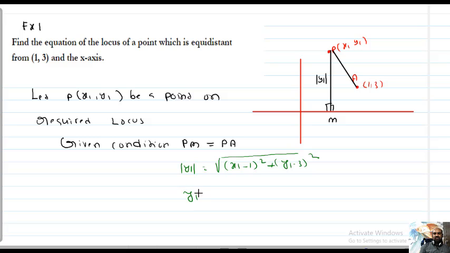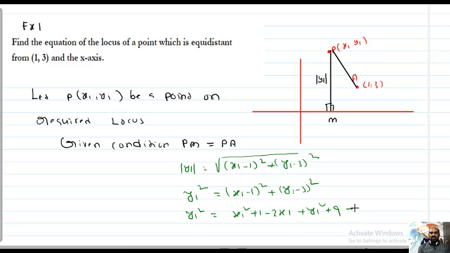Squaring on both sides, we will get y1 square equal to (x1 minus 1) whole square plus (y1 minus 3) whole square. That is y1 square equal to x1 square plus 1 minus 2x1 plus y1 square plus 9 minus 6y1. Students, the important thing here is that this y1 square gets cancelled.